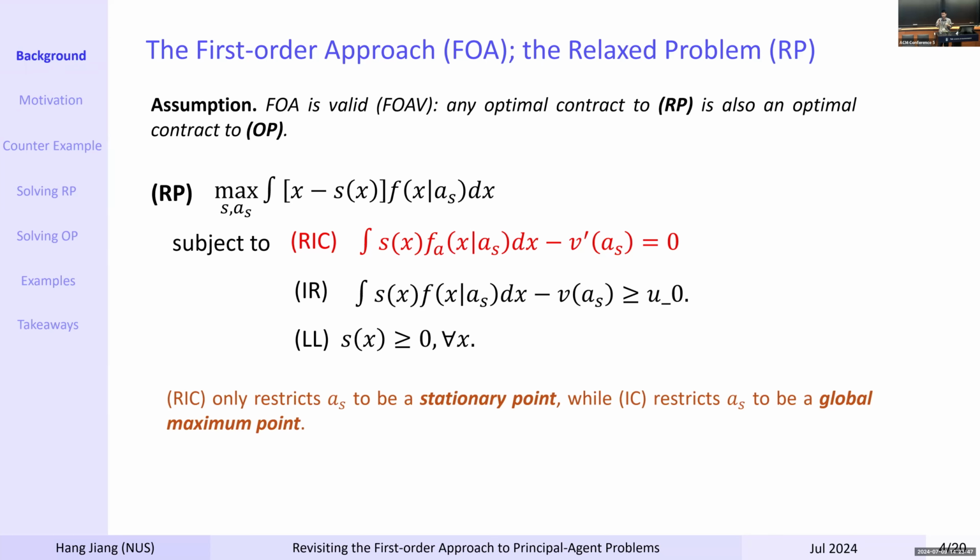If the agent's problem is concave or unimodal, then RP is actually equivalent to OP. It is concave, so the stationary point must be a global maximum. But this is usually not the case, because it is a necessary condition, not a sufficient condition. So the assumption that the FOA is valid means that the literature assumes that any optimal contract to the relaxed problem is also an optimal contract to the original problem. This is because the original problem is very hard to solve. So this assumption is essentially endogenous and may not always work.